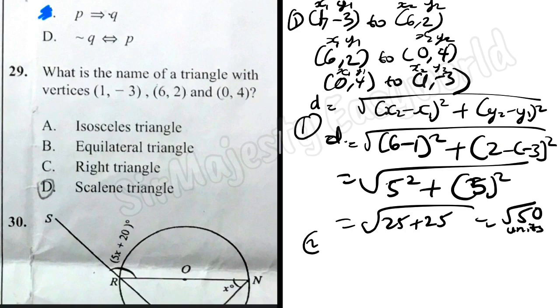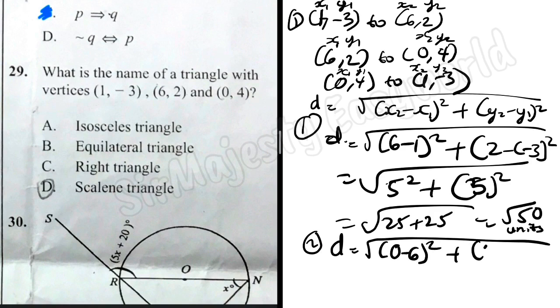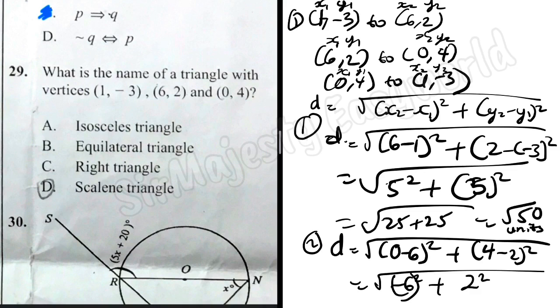So let's do the second one. D is equal to the root of (0 minus 6) squared plus (4 minus 2) squared. So this will be the root of minus 6 squared plus 2 squared. That is the root of 36 plus 4, which is the root of 40 units.